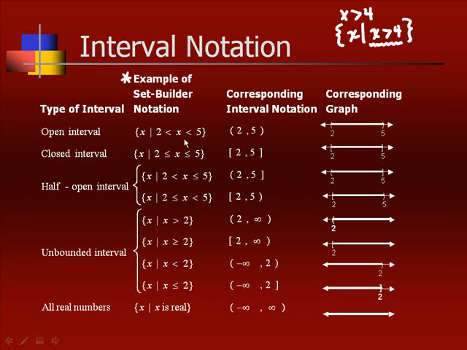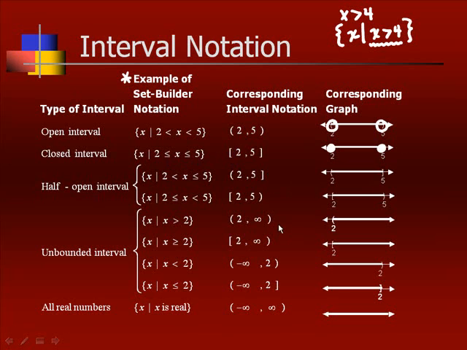Now, if x is between two numbers, we put it in parentheses. This is called an open interval because it's the equivalent of both endpoints being open circles. The next one, x is between 2 and 5. This time, we call it a closed interval. That's the equivalent of using closed circles. But anytime we're dealing with interval notation, we use parentheses and brackets instead of open circles and closed circles.